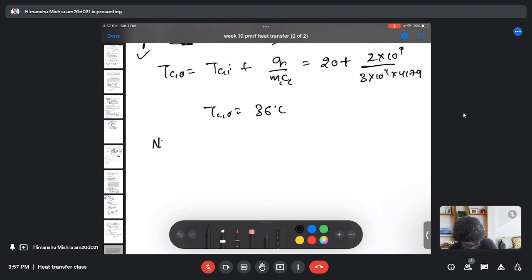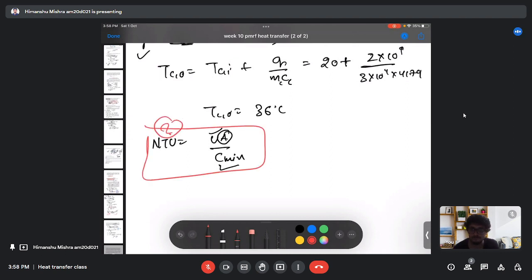So by the NTU method, we calculate the length by using this relation. Basically, we are looking for area. We are given U, the overall heat transfer coefficient, and we are given C min. But we first need to find NTU to use this relation. So first we need to find the NTU, and from this we will find the area, and we can get the length from the area.